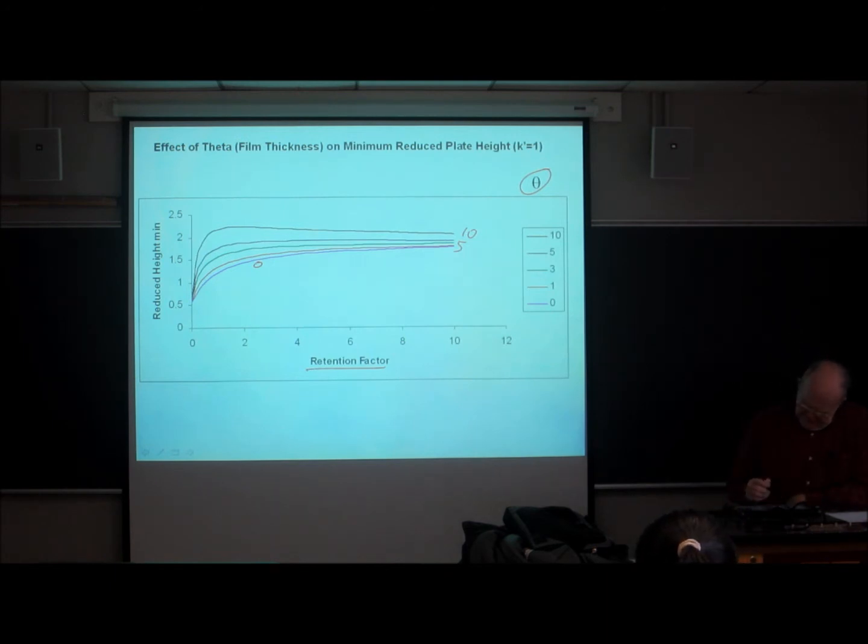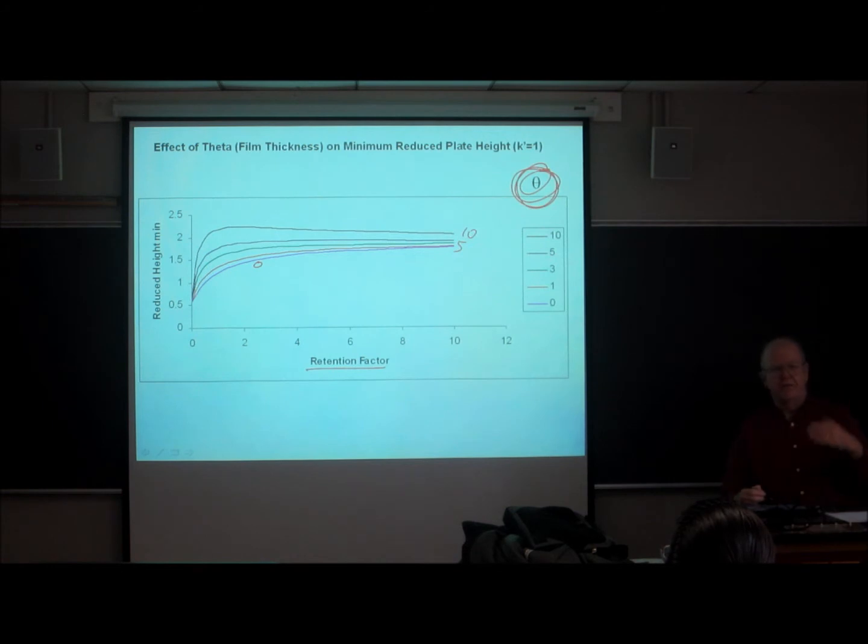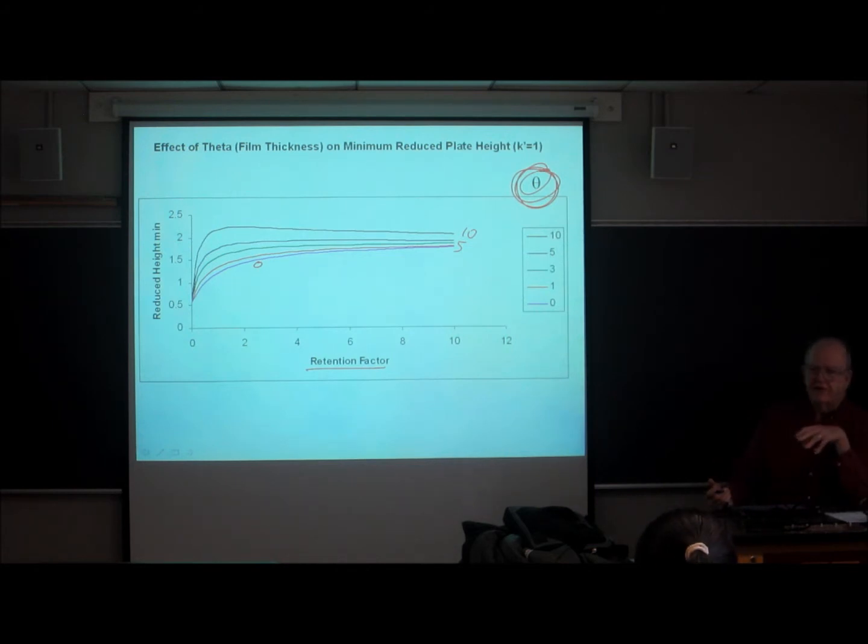I'm sorry, I said K prime is 0. I meant theta of 0, where you have essentially an infinitely thin film of stationary phase. Now, how you get an infinitely thin film of stationary phase that has a retention factor of other than 0, that's purely hypothetical. It's ideally what you want, but of course you can't get it.